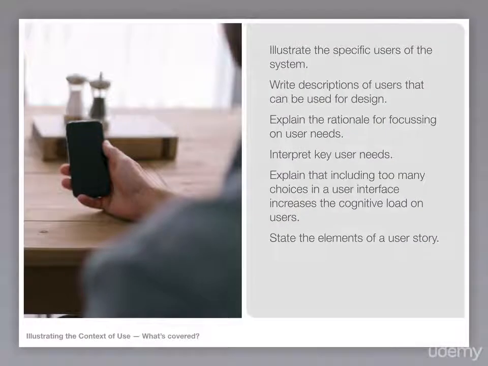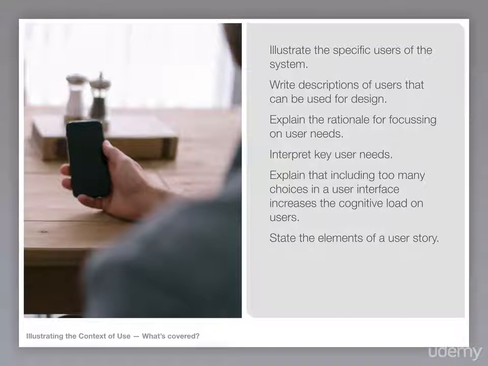team? So really this section of the syllabus builds upon the previous section, and you should be able to show how data from field visits is used to understand users and their goals. So illustrating the specific users of the system, so identifying your key personas, if you like. Writing descriptions of users that can be used for design, so practical descriptions of users that you can use to make design decisions. You should be able to explain the rationale for focusing on user needs.